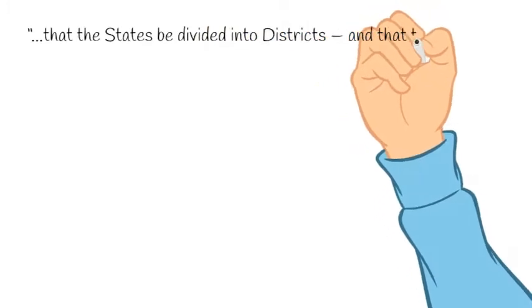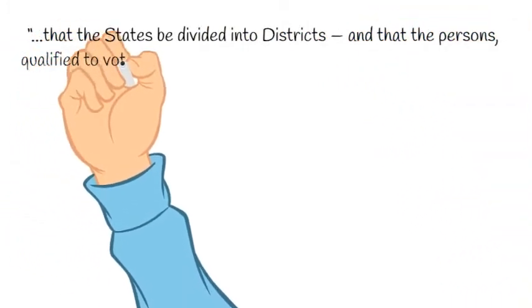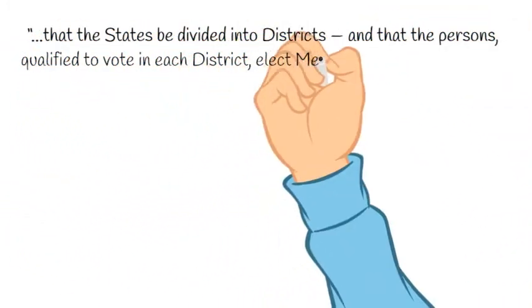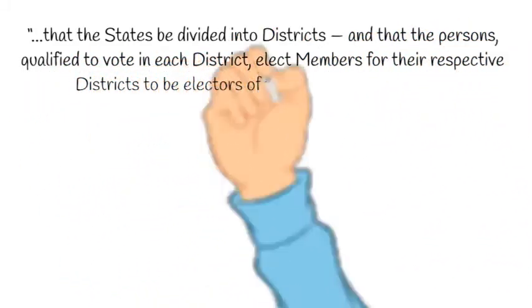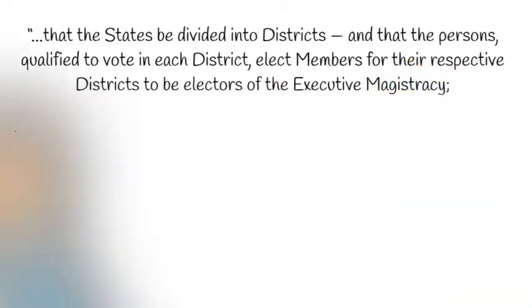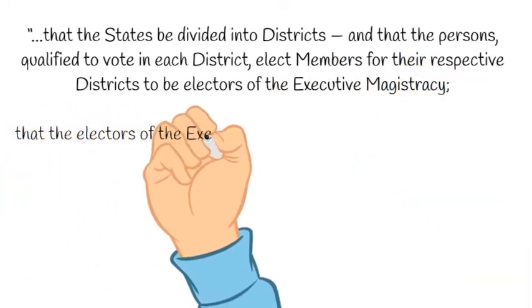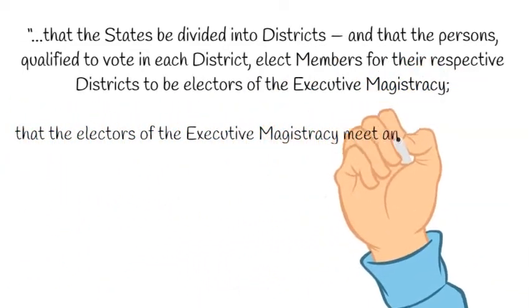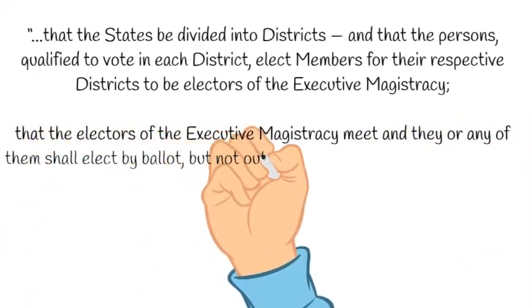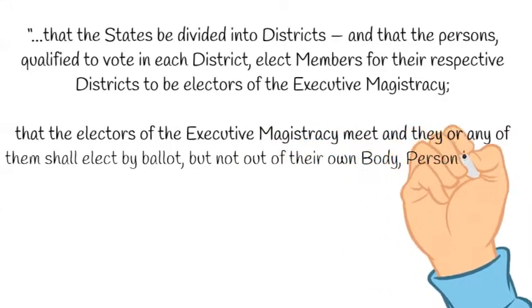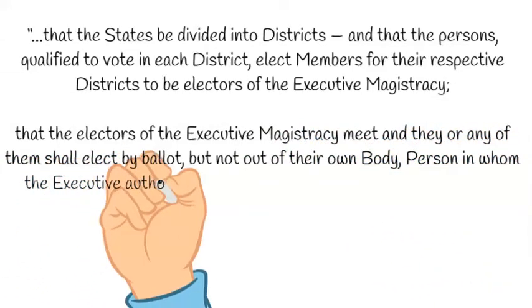This was his proposal, that the states be divided into districts, that the persons qualified to vote in each district elect members for their respective districts to be electors of the executive magistracy, that the electors of the executive magistracy meet, and they or any of them shall elect by ballot, but not out of their own body, person in whom the executive authority of the national government shall be vested.